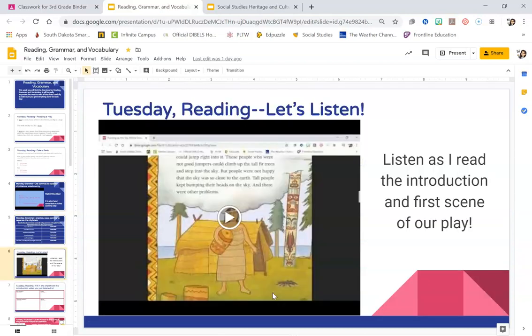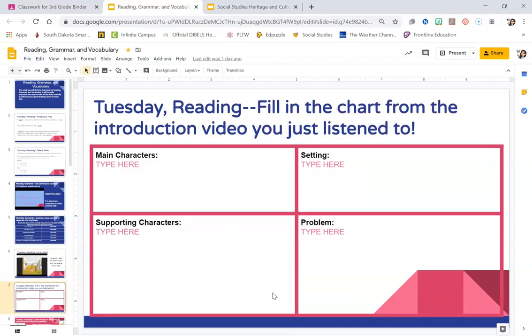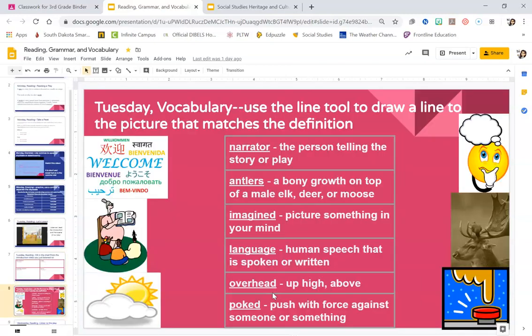So today, you're going to listen to just the beginning part of the play that we're going to be reading this week. Fill out the chart from the beginning part of the play you heard me read. Then vocabulary for today. It says use the line tool to draw a line to the picture that matches the definition. So here's your 6 vocabulary words. Read those definitions carefully, then decide which picture you think matches which word.